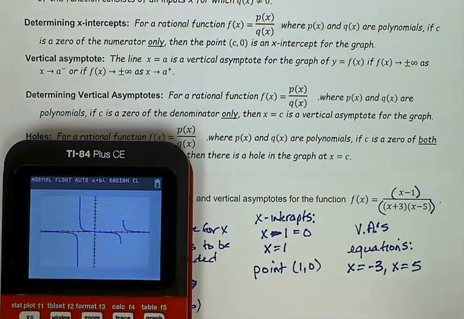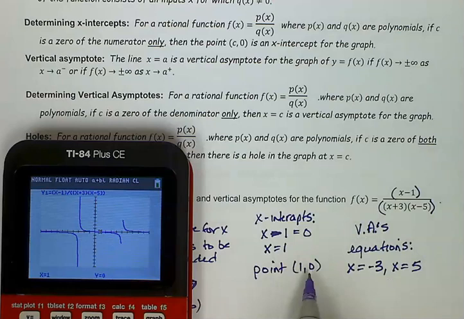All we want to look at for right now is what happens with our x-intercepts and our vertical asymptotes. We were supposed to have an x-intercept at the point (1, 0), so we just want to verify that. It looks like the graph is crossing the x-axis at that point. Let's verify that with a trace. So yes, there's an x-intercept there.